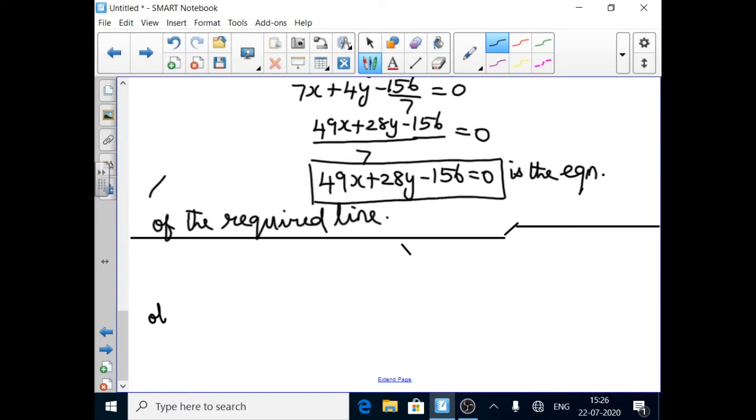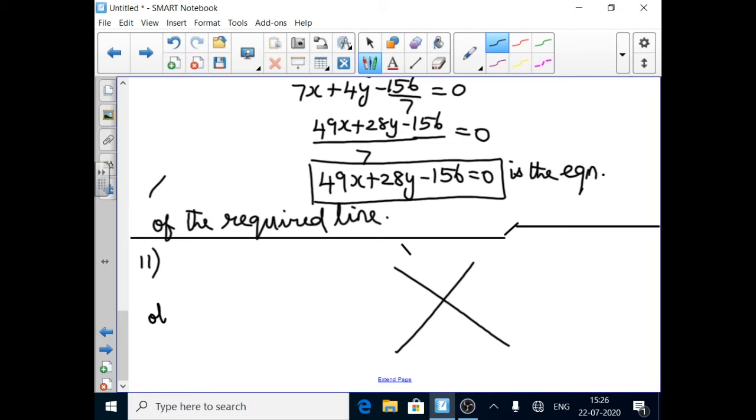Next one, the 11th sum. It's the same concept only. Point of intersection, last 4 sums. Find the equation of the straight line joining the point of intersection of the lines and another point of intersection of the lines. Totally they are giving 4 lines. So this is one line. Point of intersection of the lines, mark it as a square.